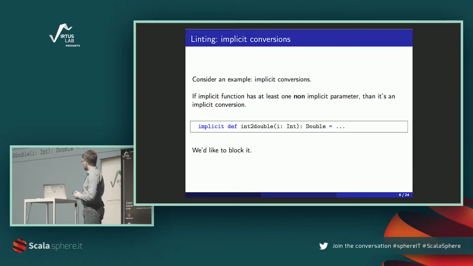And it's time to write your own rule. But first, we should consider a problem, something we want to block. So implicit conversions. I hope you all know what implicit conversions are, but from the syntactical point of view, it's an implicit function that has at least one non-implicit parameter. Here we have an implicit conversion to convert integer to double. Implicit conversions can often produce a lot of errors, undefined behavior, etc. So we would like to block it.